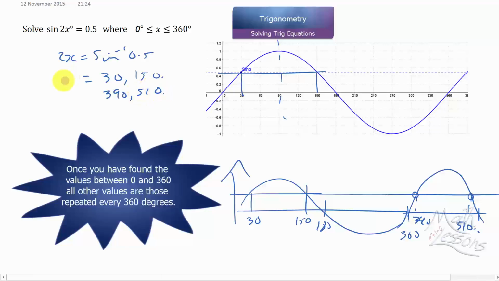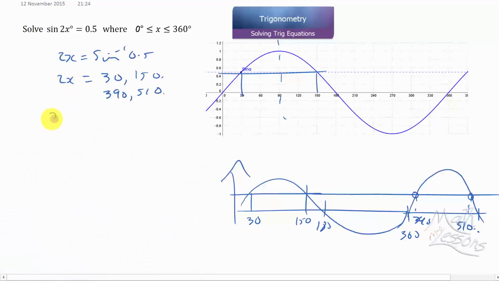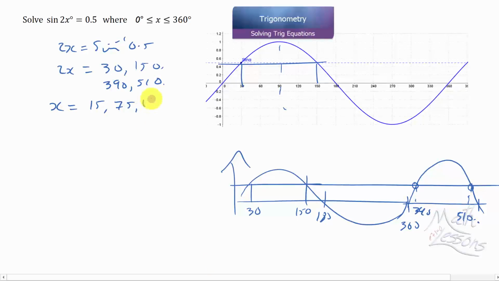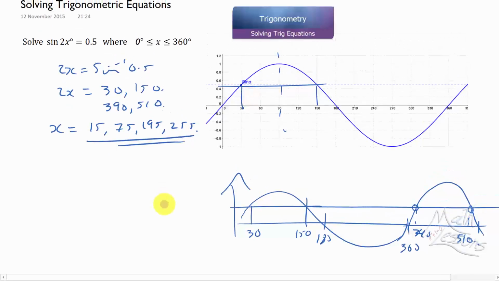So 2x will equal these values. So we want to find out what x equals. Divide by 2, we get 15. Divide by 2 equals 75. Divide by 2 gives me 195. Divide that by 2 gives me 255. And you see now all our values are between 0 and 360.